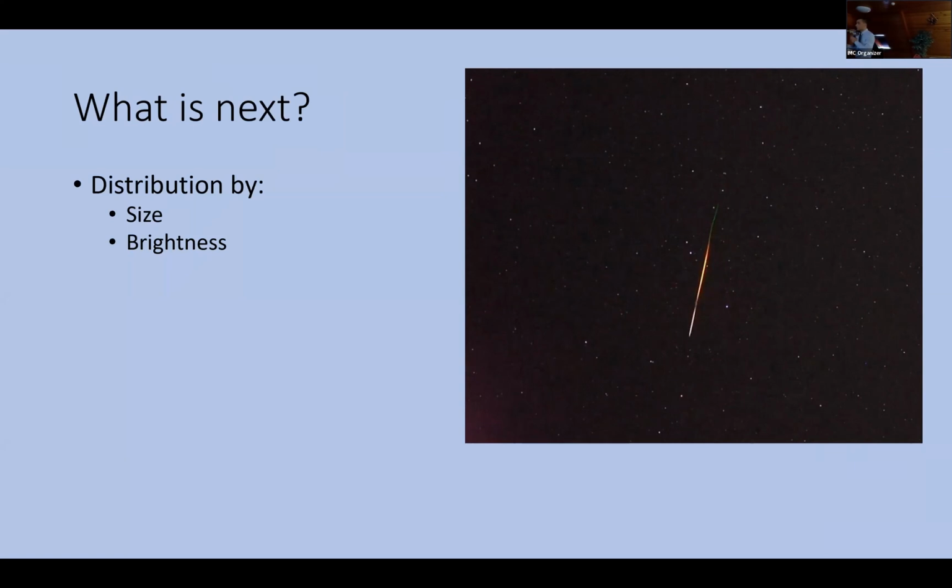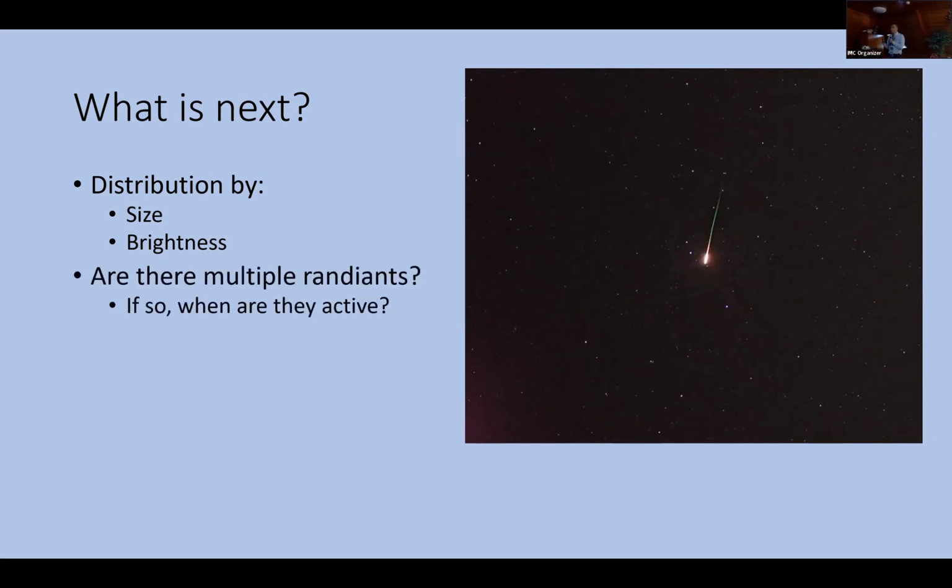So what's next? We are still working, so we have a lot to do. We have a feeling that maybe there is a special distribution, maybe by size and the length of the meteors, or maybe by brightness. We didn't have time for now to check it. We are still not convinced that there isn't any other radiant, so there might be, and if so, maybe their activities were shifted a bit in time.